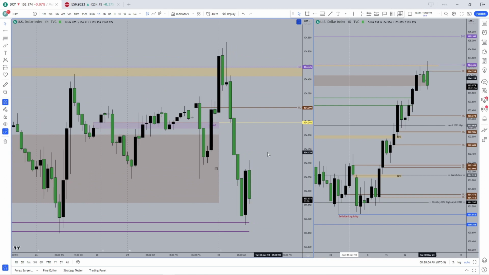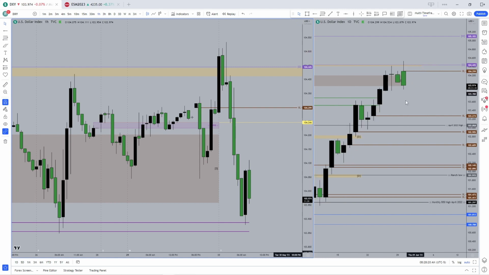I still don't have much of a bias, especially considering what I'm seeing here in the dollar. It's not really giving me any clear one-sided direction. It's definitely been consolidating on these levels. Just the ranges have been expanding. That's all. And then this is, of course, on the right side, the daily chart.